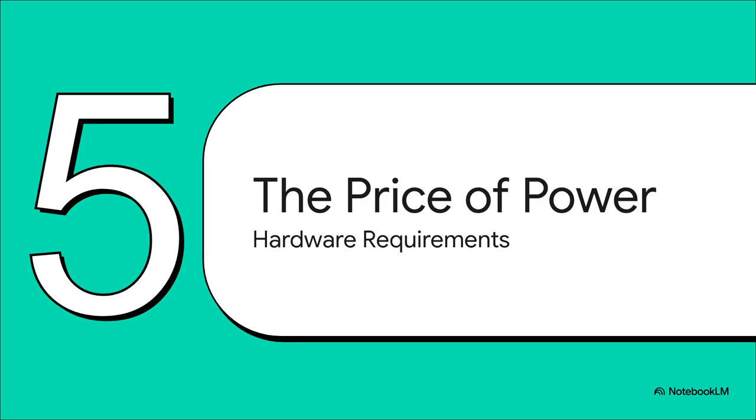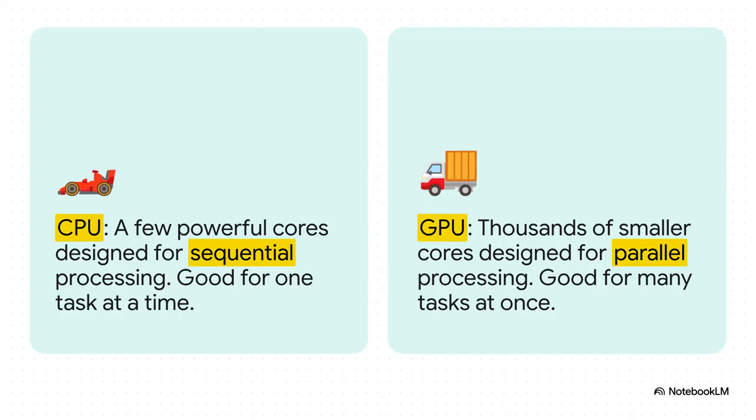So that raises a pretty important question, right? If BERT and RoBERTa are so amazing, why aren't we just using them for everything? Well, it turns out that state-of-the-art accuracy comes with a pretty hefty price tag. And to really get why, we need to talk about hardware for a sec. A CPU, which is the brain in most computers, is like a Formula One race car. It has a few incredibly powerful cores that are designed to do one thing at a time really, really fast.